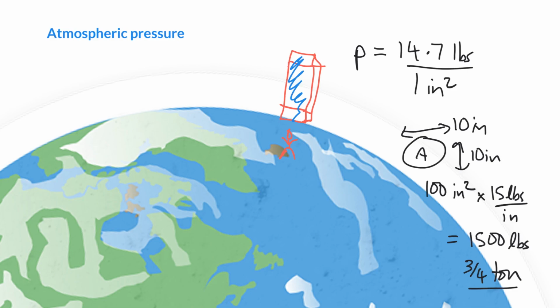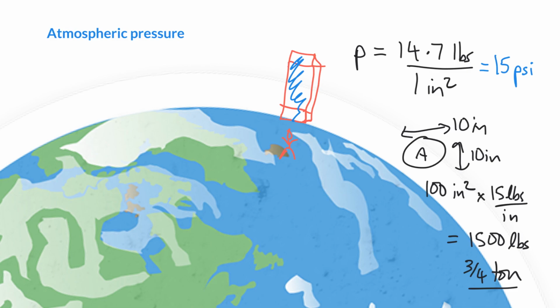your head. So that's pretty amazing, right? You are right now holding up about 3/4 of a ton of air over top of your head. So it's absolutely massive. Now those units there, pounds over square inches, we normally refer to as PSI. So we can say that's about 15 pounds per square inch. So right now, air pressure is about 15 pounds per square inch.